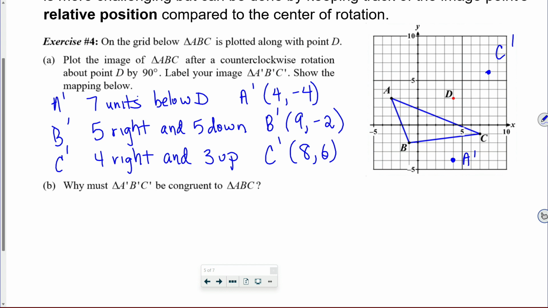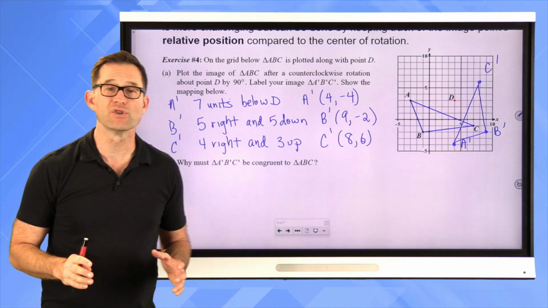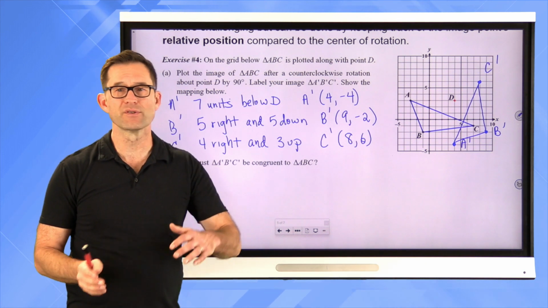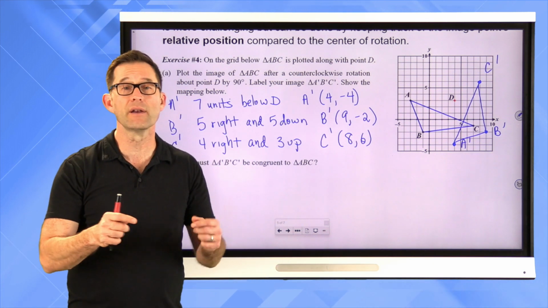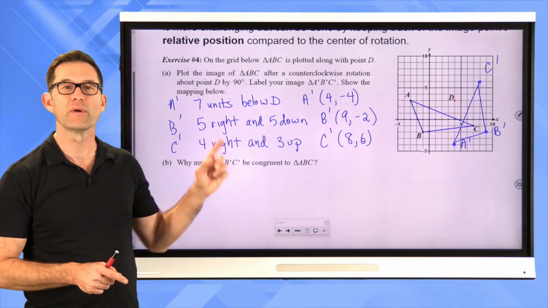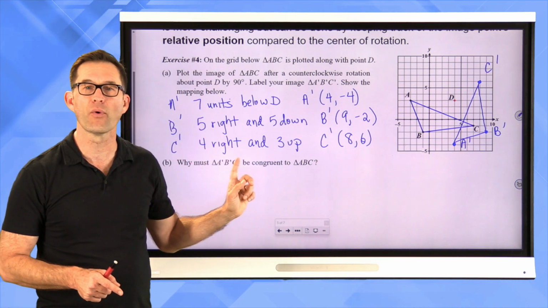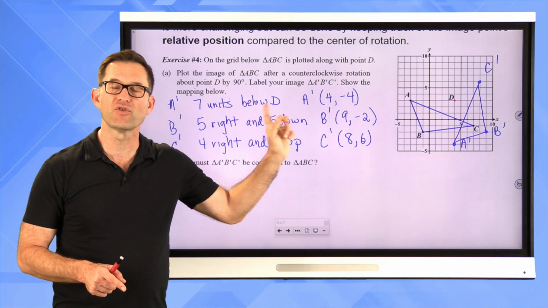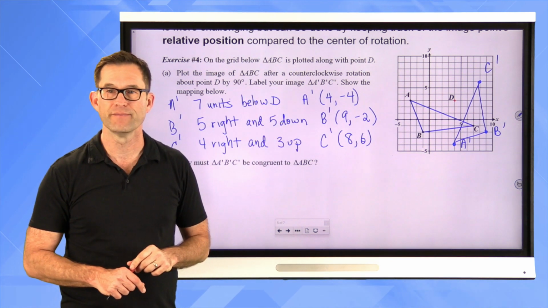And B prime is at 9, comma, negative 2. And I now have that triangle. And this is, of course, much more difficult than rotating about the origin, because when we rotate about the origin, we're just going to rotate our paper and literally read off the coordinates of our image points. Now what we're doing is we're really looking at where our image points are compared to the center of rotation.